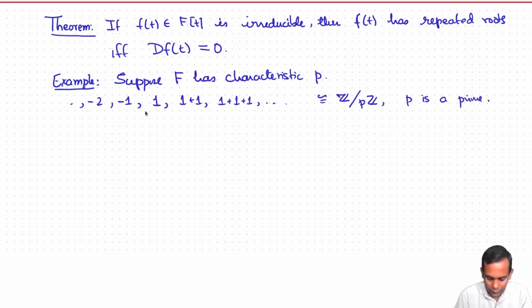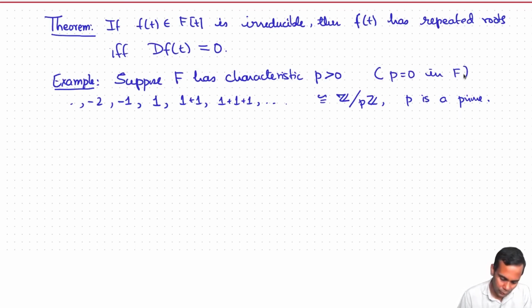So if you keep adding 1 to itself and you never get 0, then you would say infinite characteristic, but usually we say, for some perverse reason, that the field has characteristic 0. So the rational numbers have characteristic 0, but suppose F has characteristic p greater than 0, where p is a prime number. Then F is an extension of the field Z mod pZ. So suppose F has characteristic p, that means that p is equal to 0 in F. That means if you take 1 and add it to itself p times, you get 0 in F.